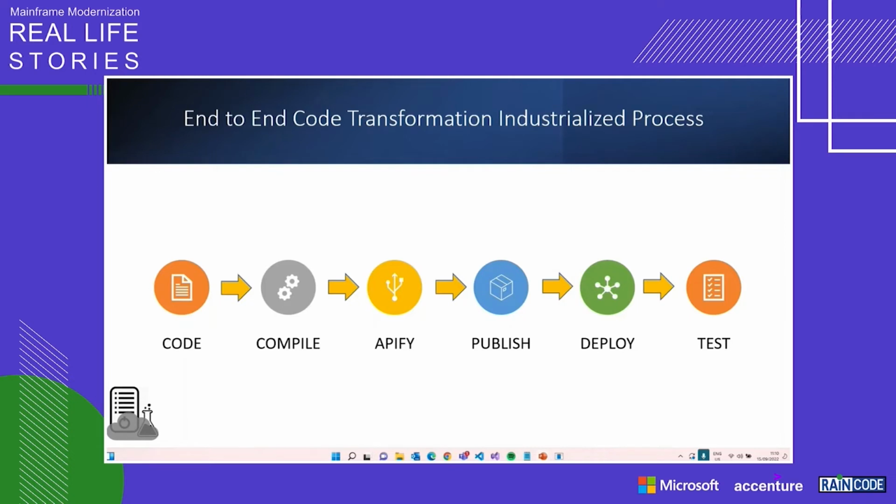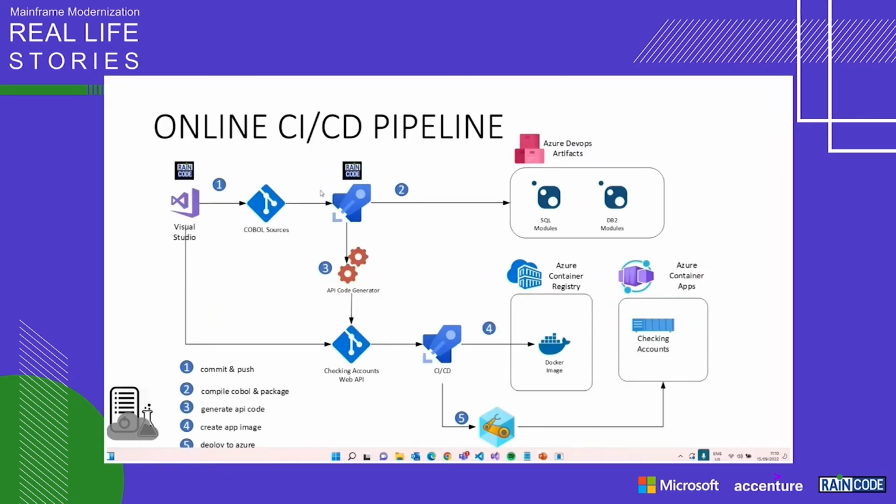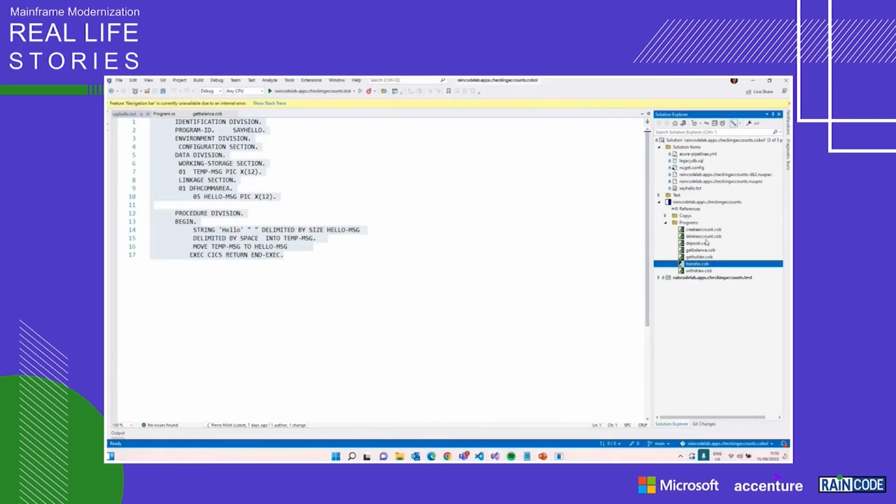So let's go to the next slide, just to illustrate all the steps. The COBOL sources, then the compilation with the Raincode compiler, the generation of the artifacts, and the API generator that also generates a new branch into the checking accounts API. That we then merge with main, and we generate the Docker image and publish it into the Container Apps solution. So let's go to the code and see the process end to end.